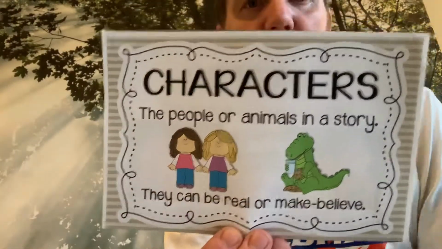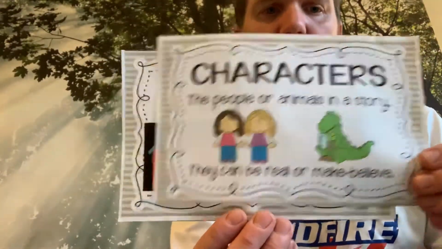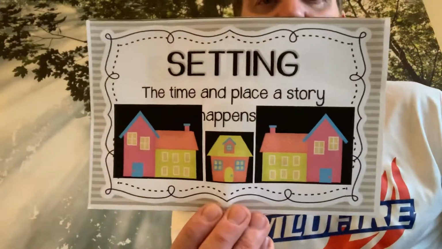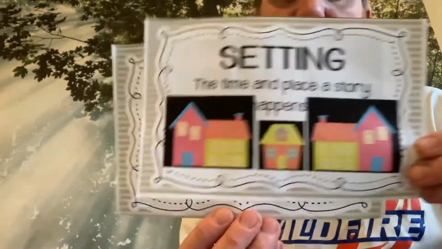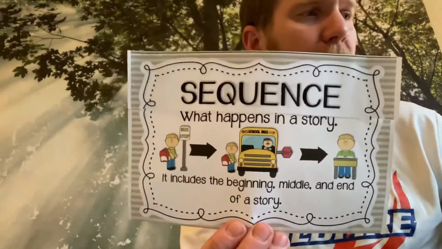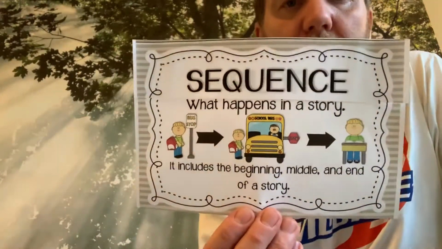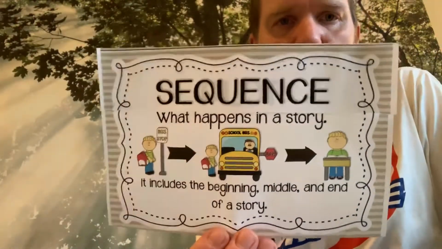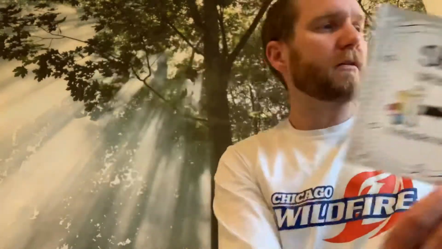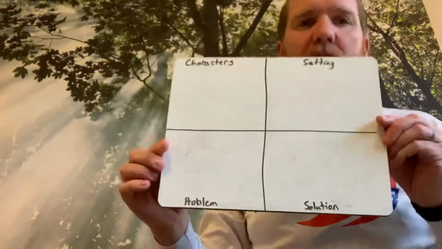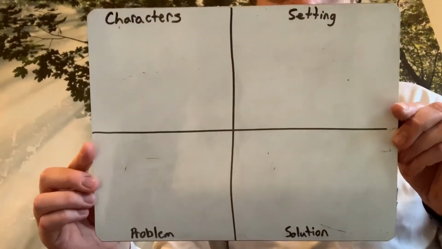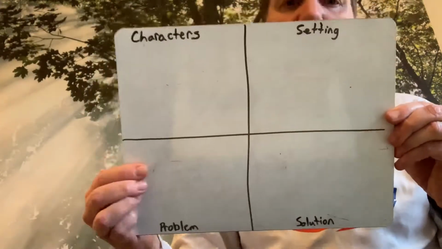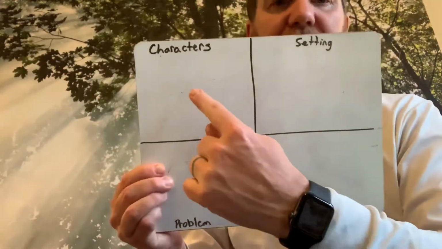Characters are the people or the animals in the story. The setting of the story is where they were, where the story takes place. And the sequence is what happens in the beginning, the middle, and the end of the story. So as we talk about the book, I'm going to write down our answers on these very fancy boards of mine.